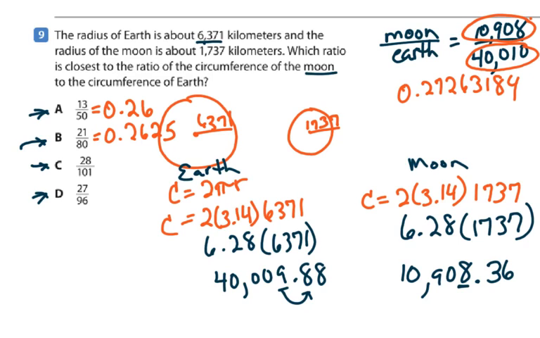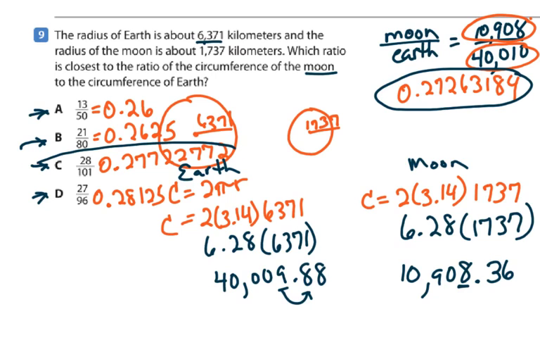28 divided by 101. Now this one gave me, it looks like a repeating decimal, 0.27722772. So it's rational, it looks like. And then 27 divided by 96, and I get 0.28125. The answer that is closest to this is C, 28 over 101.